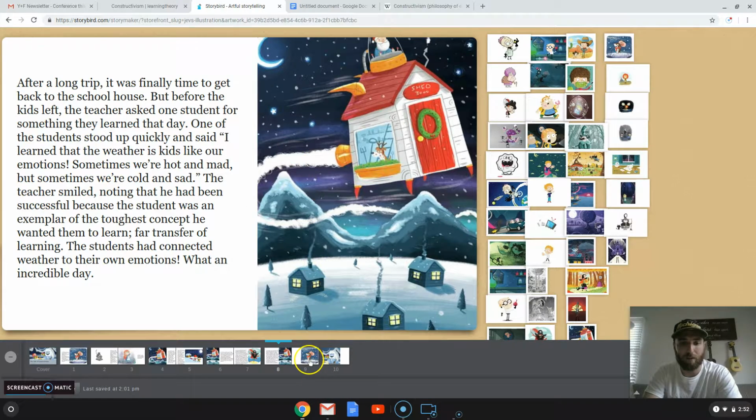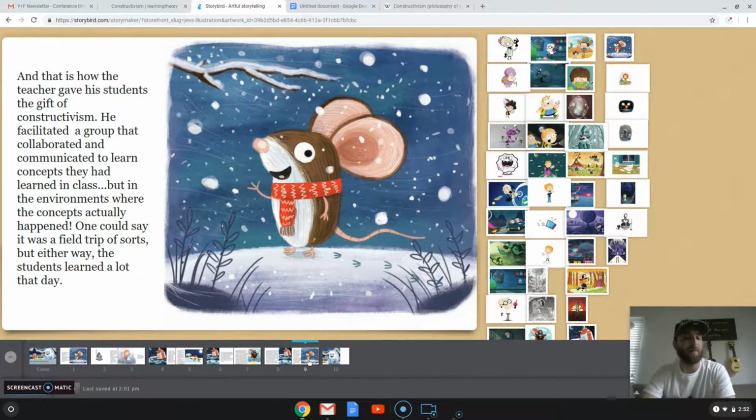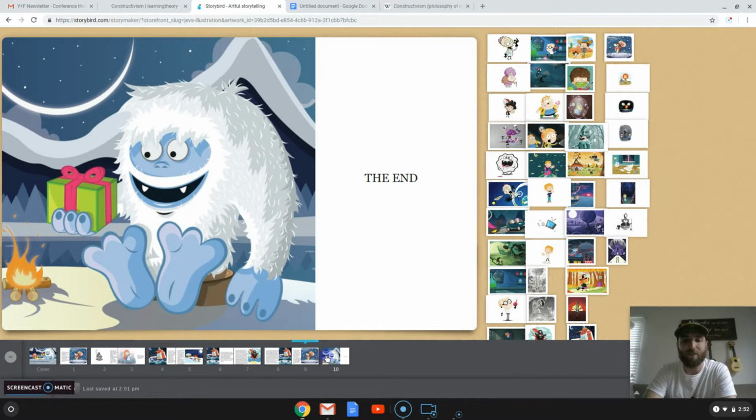What an incredible day. Then back to Leonard, he says, "And that's how the teacher gave his students the gift of constructivism. He facilitated a group that collaborated and communicated to learn the concepts they had learned in class, but in the actual environments where the concepts happened." One could say it was a field trip of sorts, but either way, the students learned a lot that day. And that is the gift of constructivism.